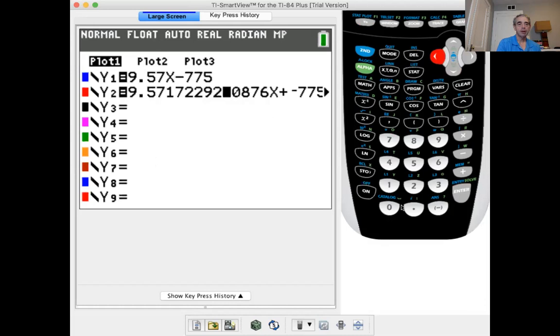And then this should be about 9.57x. There you go. And if I would want to graph them both, you'll see the lines will likely be right on top of each other. So the blue line was the first one, the red line was the second.